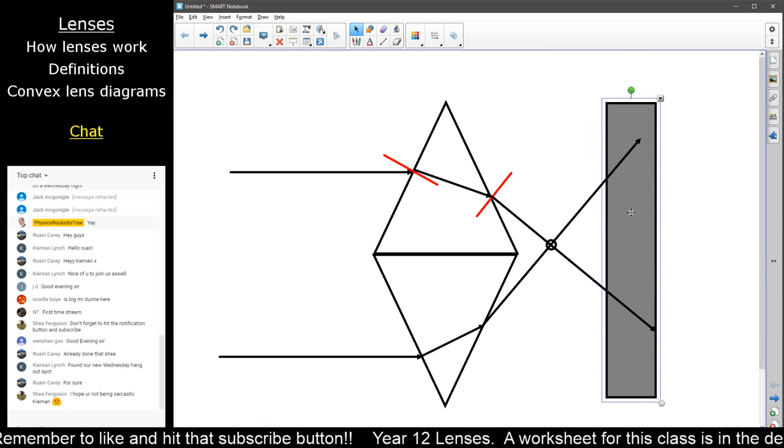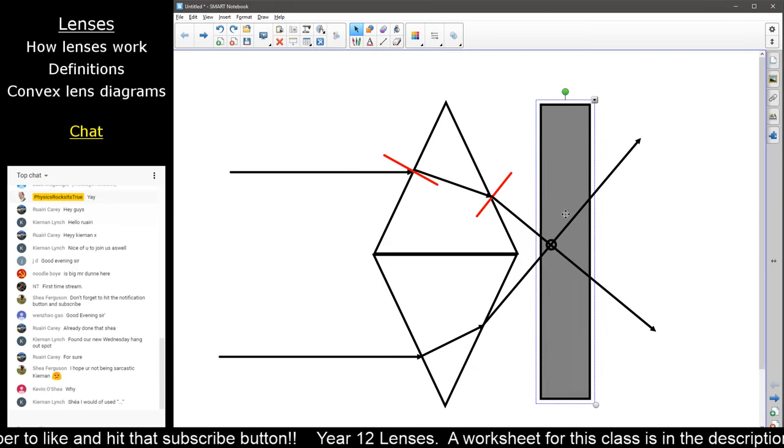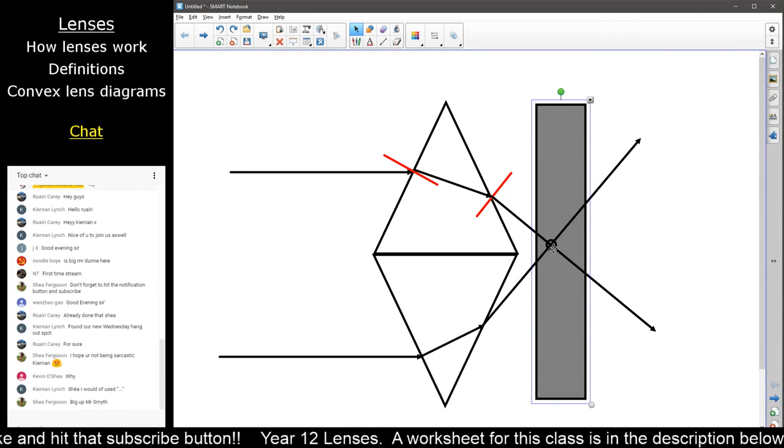But if I move that screen forward and forward and forward, eventually there comes a point here where I get a single bright dot of light. I get a really sharp, focused point of light. And that's what we mean by focusing light: at a specific place, we've got the light at a single point.